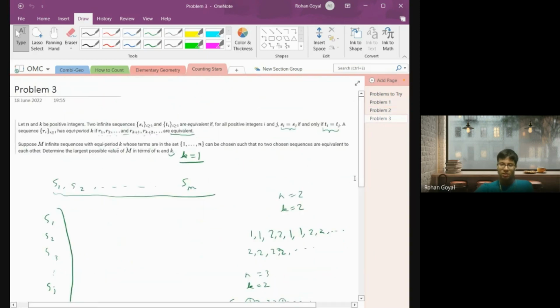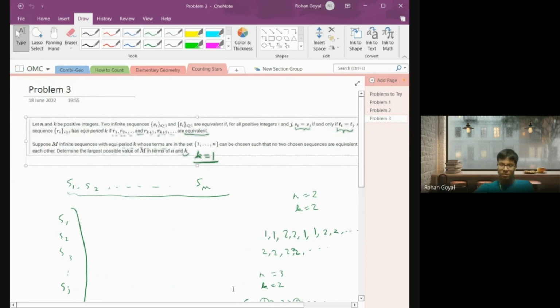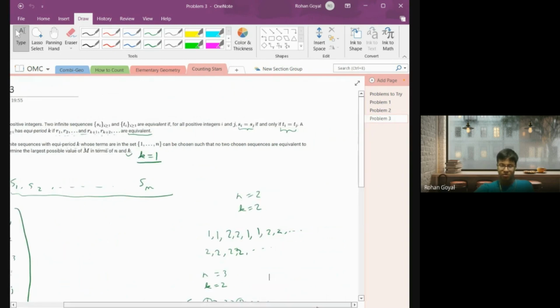This one is obviously a much trickier problem than the previous ones that you have done. So don't worry about this. This is quite a good problem.